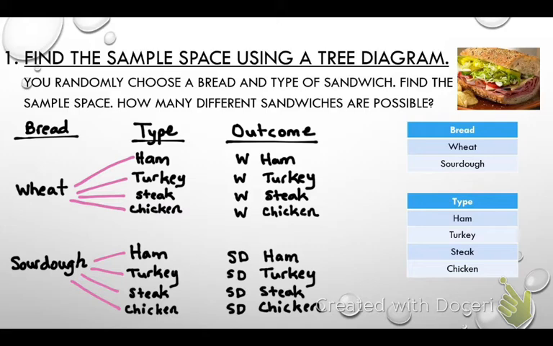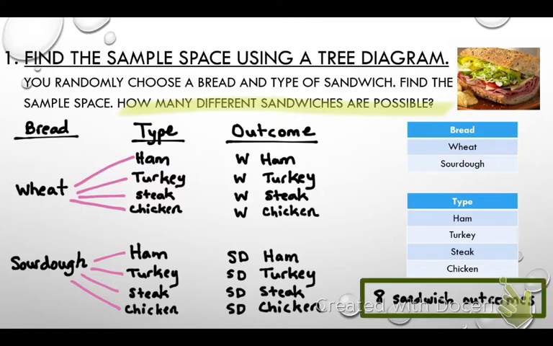So let's go back to our original problem where it says, how many different sandwiches are possible? What's the answer, guys? Like 8. There are 8 sandwich, we'll say, outcomes. You could see up here, there's 4 different options with the wheat and 4 different options with the sourdough. So 4 plus 4 equals 8. There are a total of 8 sandwich outcomes.